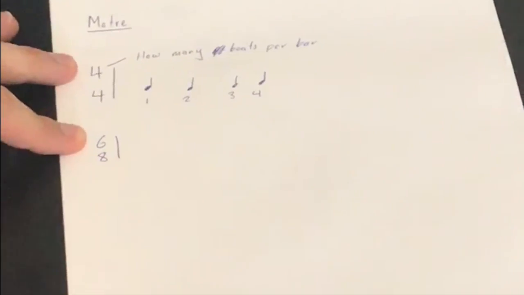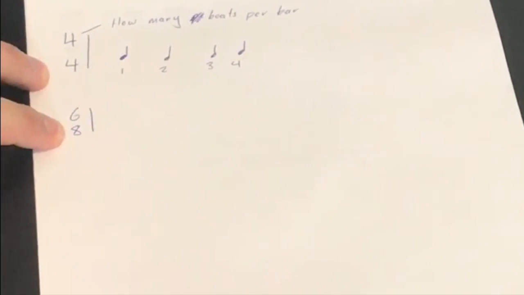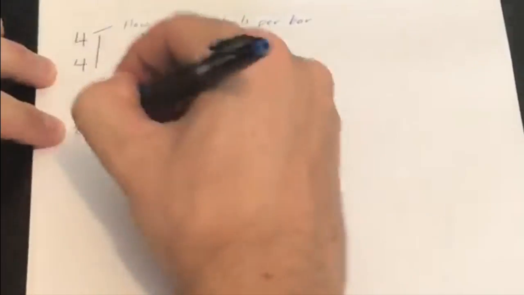In the example of 6/8, our top number tells us that there are 6 beats per bar, and that one beat is equal to an eighth note or a quaver. So it looks something like this.